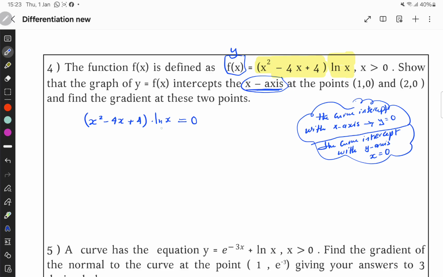Now multiplication of two functions equals 0, that means maybe the first one equals 0 or the second one is equal to 0. And everyone knows that ln x equals 0. To remove ln, we just take e as a base, so x will be e to the power 0, so x is equal to 1.